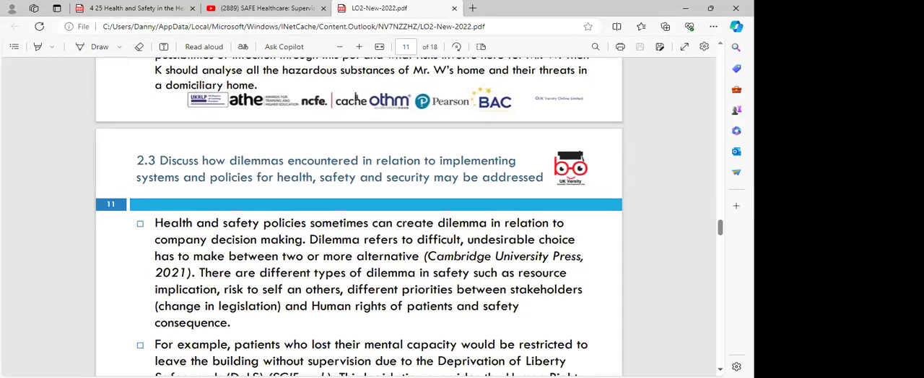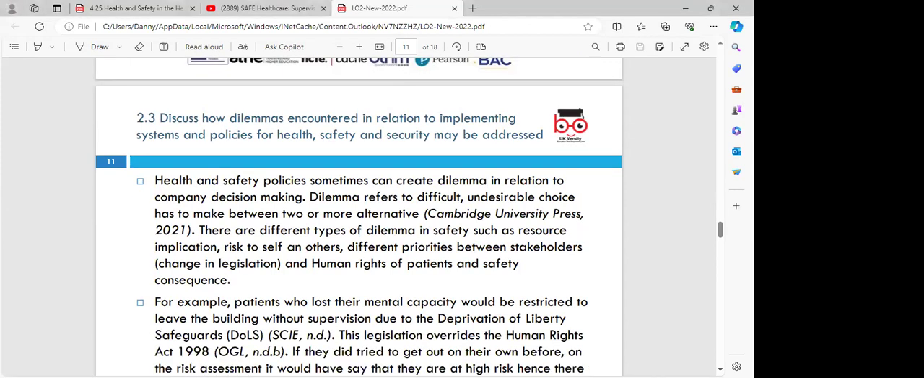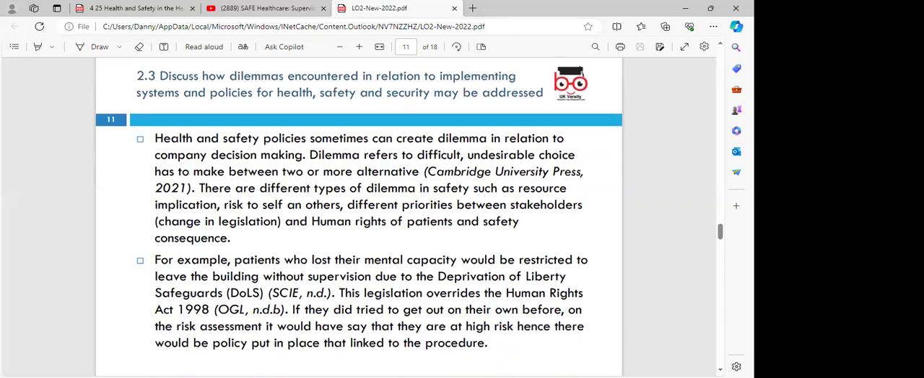So as to, first of all, keep Mr. W's life out of danger from the dog in case of any illnesses or diseases from the dog, then analyze all the hazardous substances in Mr. W's home and their threats in a domiciliary home. Here, understand that Kay should look for those different hazards that could cause a fire outbreak in Mr. W's home or any sort of injury.